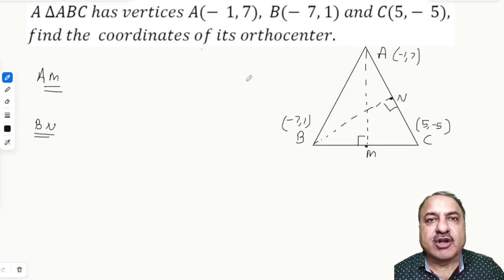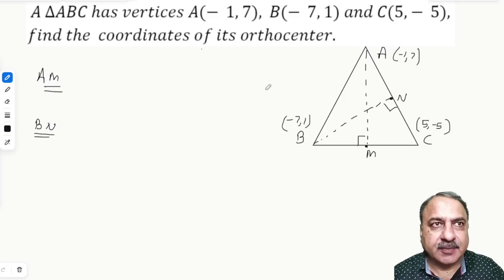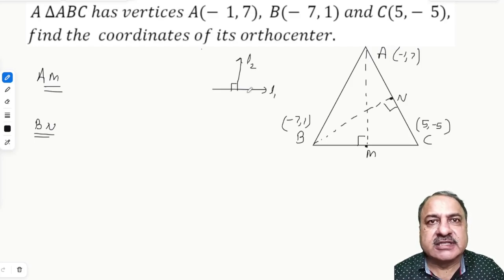Now, because AM and BC are perpendicular, let me tell you an important property of the slopes of perpendicular lines. Suppose we have two lines, L1 and L2, perpendicular to each other. Suppose the slope of L1 is A over B. Then the slope of L2 would be minus B over A. It means we are finding the negative reciprocal. We will flip it and change the sign. We will use this concept to find the slope of AM and BN.